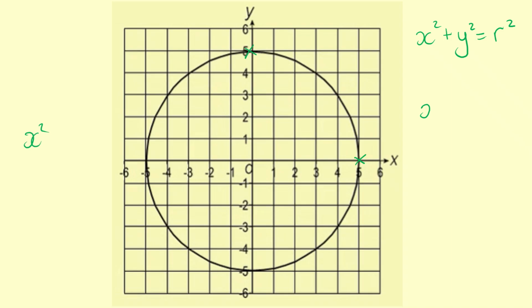So x squared plus y squared equals the radius squared. All you need to do is to substitute in what the radius of the circle is. The radius is 5, so square 5 and you get 25. This is the equation of that graph of that circle.